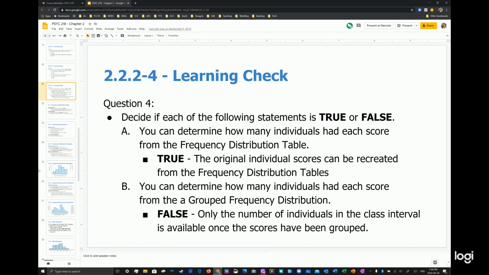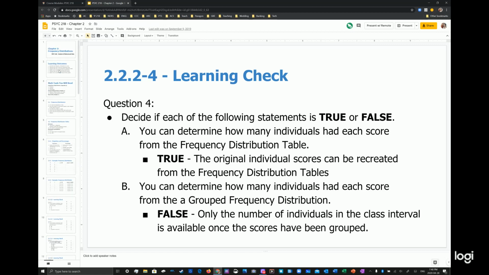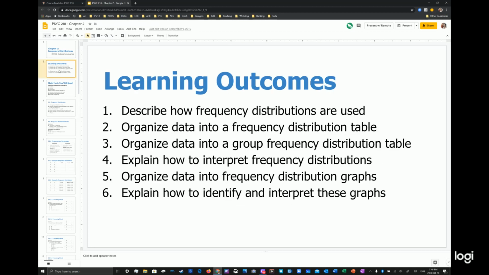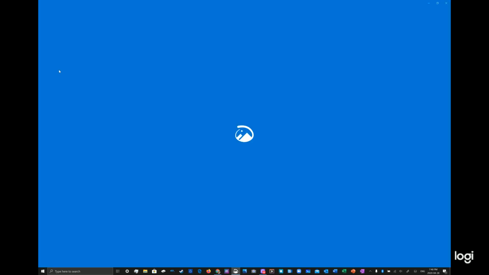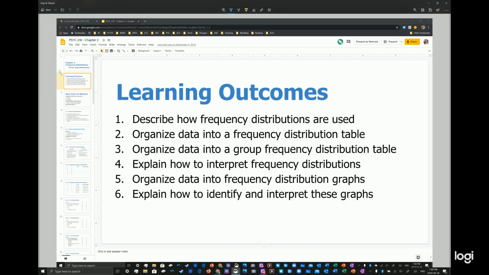Okay, so in this part of chapter 2, part 1, we have reviewed the following. We have reviewed what frequency distributions are. We have started organizing the data into frequency distribution tables and organized the data into group frequency distribution tables. So in terms of learning outcomes, we have done the first 3. 1, we have described how frequency distributions are used. 2, we have organized them into frequency distribution tables. And 3, we have done this for group frequency distributions.